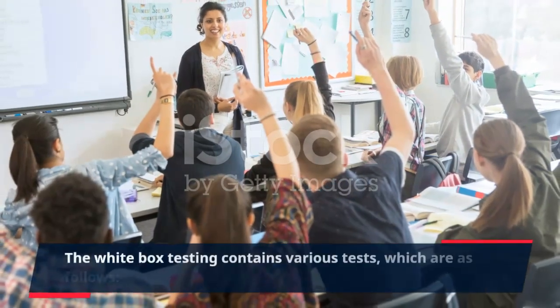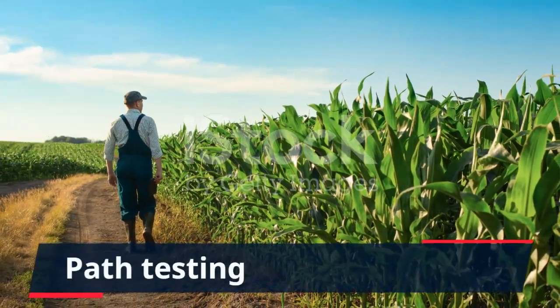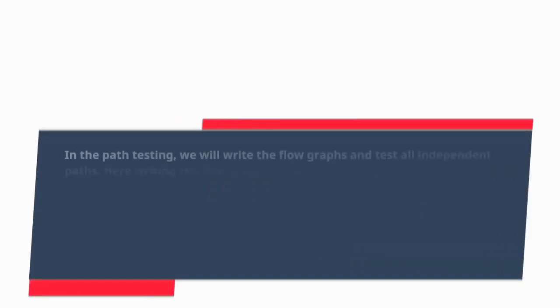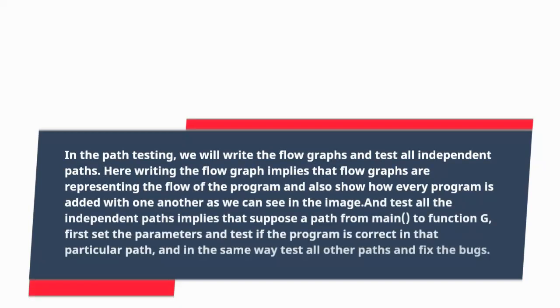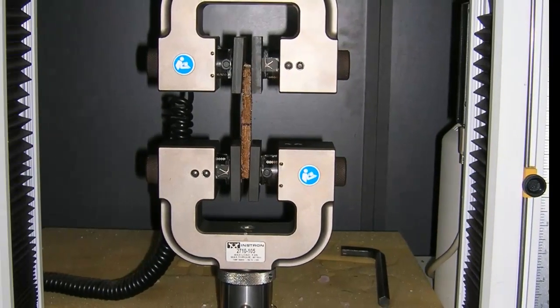The white box testing contains various tests, which are as follows. Path testing. In path testing, we will write the flow graphs and test all independent paths. Here, writing the flow graph implies that flow graphs represent the flow of the program and also show how every program is connected with one another, as we can see in the image. And testing all the independent paths implies that, suppose there is a path from main to function G, first set the parameters and test if the program is correct in that particular path, and in the same way test all other paths and fix the bugs.